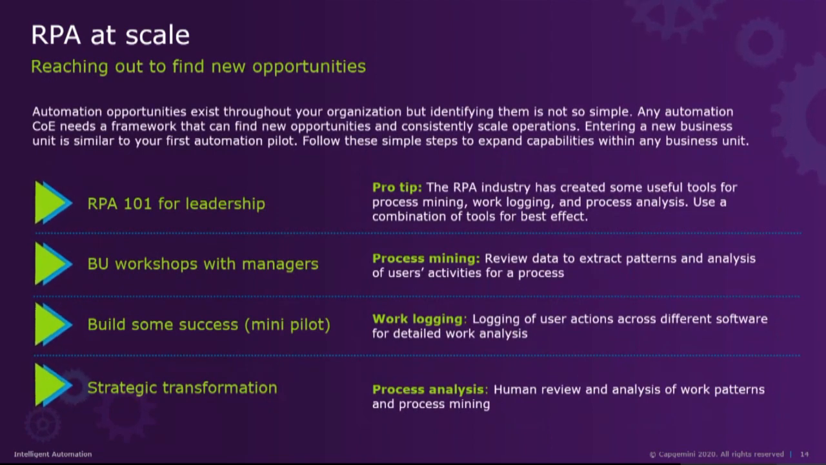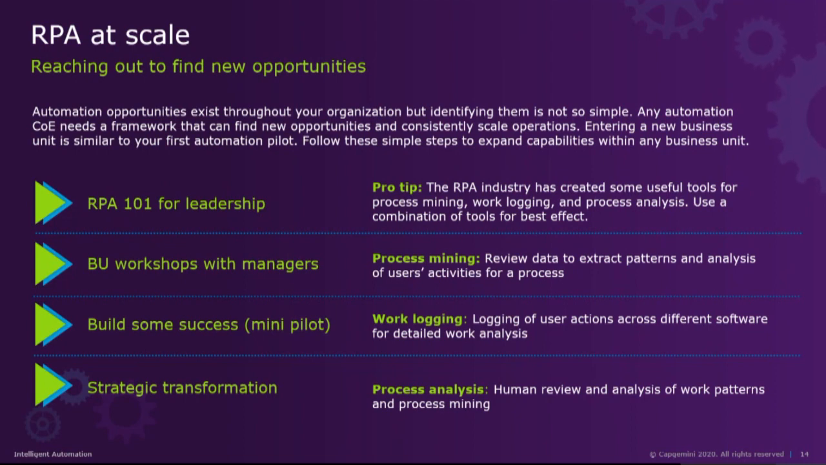So how do we get into a new business area? Typically, as we work our way into a new business area, let's say we're opening up with the sales or marketing side of a company, we usually start off with an RPA 101 for leadership. The first couple slides of this presentation are similar to that RPA 101, where we want to show leadership what RPA can do for them, maybe give some examples of where we've found success in other parts of the organization, and really get that leadership buy-in for a given business unit.